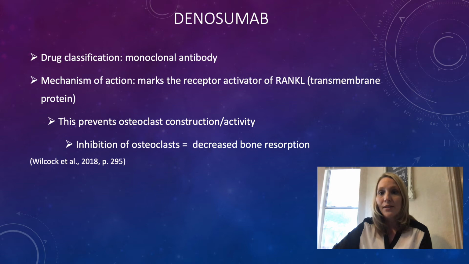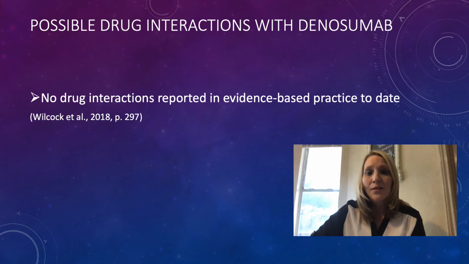Now let's talk about the second drug for osteoporosis, denosumab. Its drug classification is a monoclonal antibody. Its mechanism of action is to mark the receptor activator of RANKL, which is a transmembrane protein. This prevents osteoclast construction or activity. It then inhibits osteoclast and leads to decreased bone resorption. To date, there are no possible drug interactions with denosumab, according to evidence-based literature.